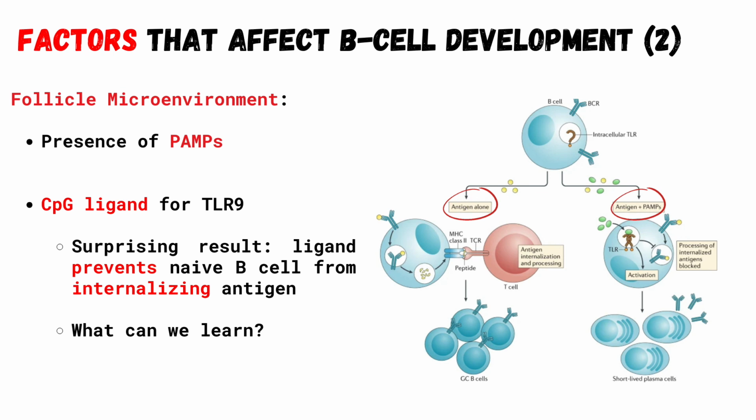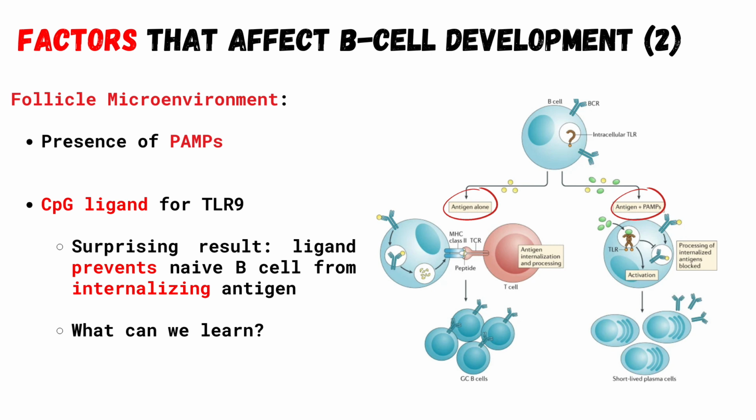The follicle microenvironment has also been implicated in B cell development. One factor is the presence of antigen or pathogen-associated molecular patterns, or PAMPs, within the B cell follicles. Researchers discovered that CpG, a ligand for toll-like receptor 9 and a PAMP, prevents naive B cells from internalizing antigen or being co-stimulated by T cells, which drives B cell differentiation into short-lived plasma cells producing low-affinity antibodies.